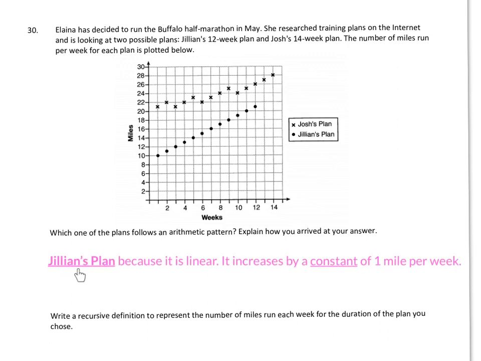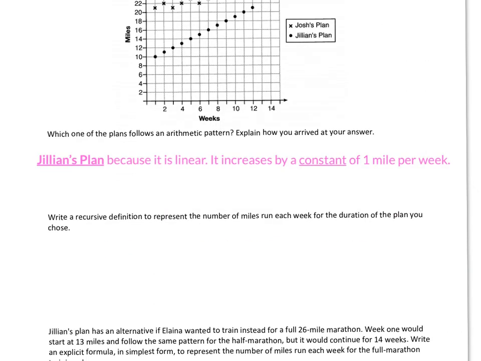All right, so here we go. I just wrote that out. Jillian's plan, because it is linear, it increases by a constant of 1 mile per week. Alrighty, so the next part says to write a recursive definition. So basically write a recursive formula to represent the number of miles run each week for the duration of the plan you chose. So Jillian's plan is the one we chose. So we have to write a recursive formula for this.